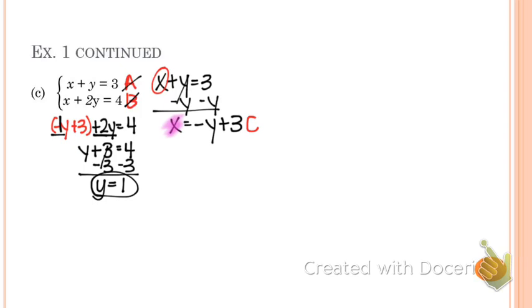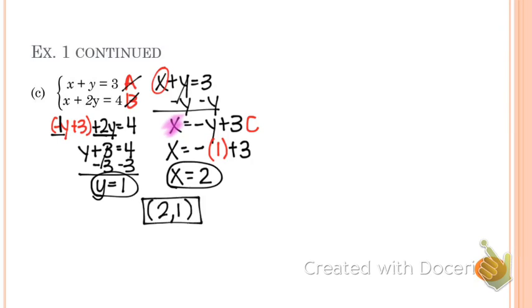So where is the most logical place for us to plug that 1? Back up into C. So x equals, be careful, there's already a negative in the problem, so make sure you bring it down and you're only plugging in a positive 1. Okay, the negative is from the equation. Bring down the plus 3 and let's solve. What's negative 1 plus 3? 2. So the final answer is what? The ordered pair 2, 1.